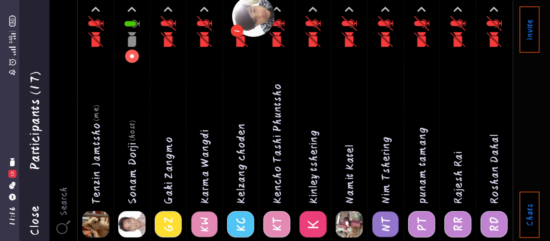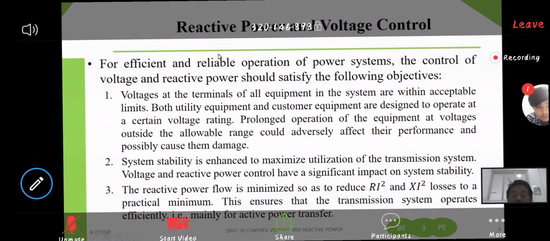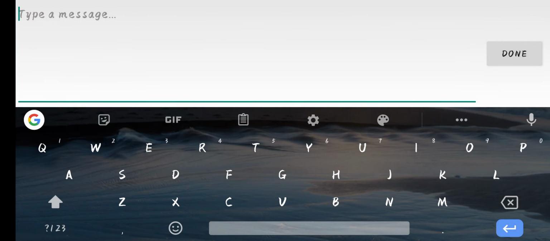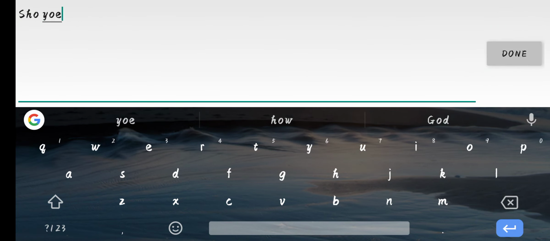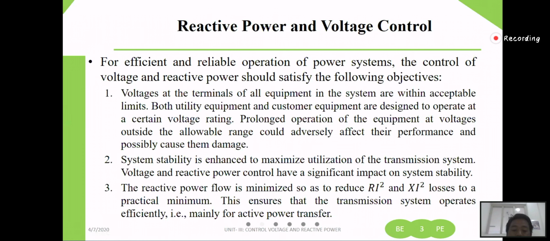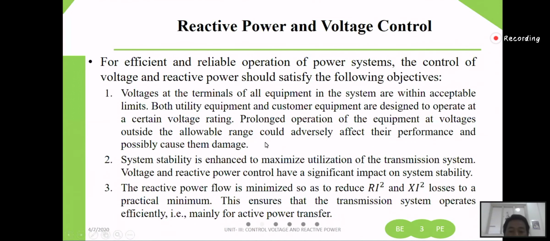Then the second objective is, as we have already studied, that we need a stable power system. Reactive power and voltage control have a significant impact on system stability. If you are not able to control this, then you will not be able to control the stability of the system. To enhance system stability, and to maximize utilization of the electrical transmission system, we have to control the voltage and reactive power. That is the second objective.